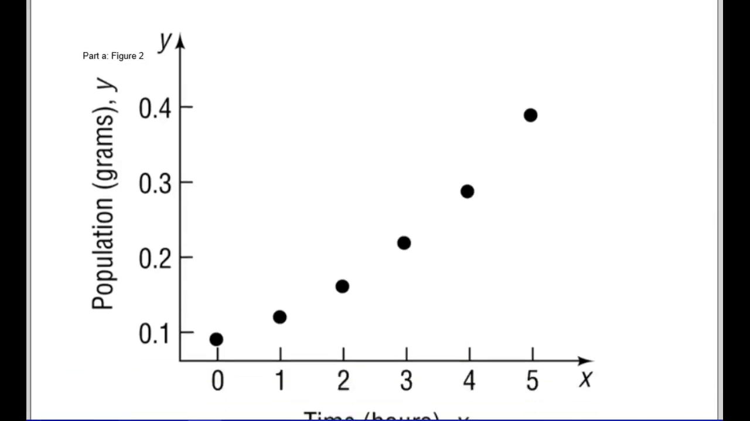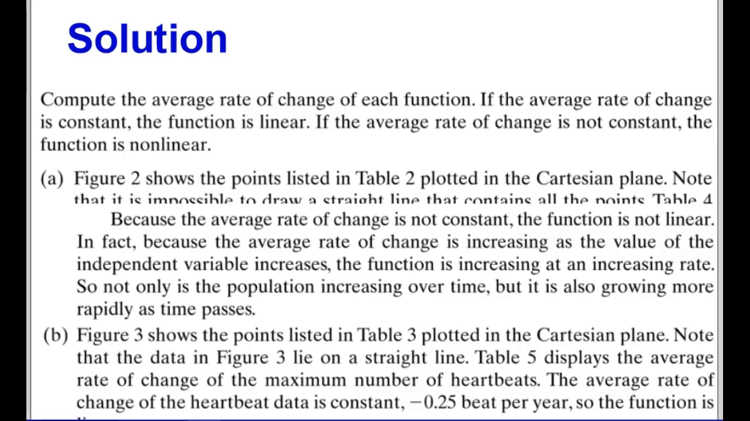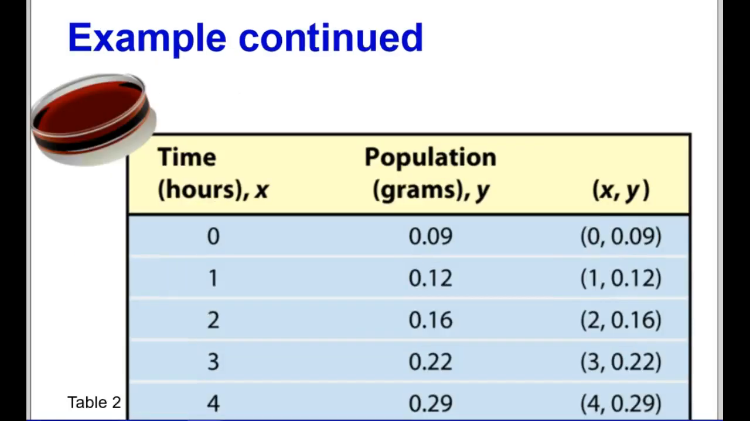Here's our graph for that, with my time in hours and my population in grams. Just looking at this, I can see that it's not quite linear because I'm starting to have this curve to it. And I know that if I have a curve, it's not linear. But I can also look at my data table, which is what we're talking about here. So let's go back to our actual data table.